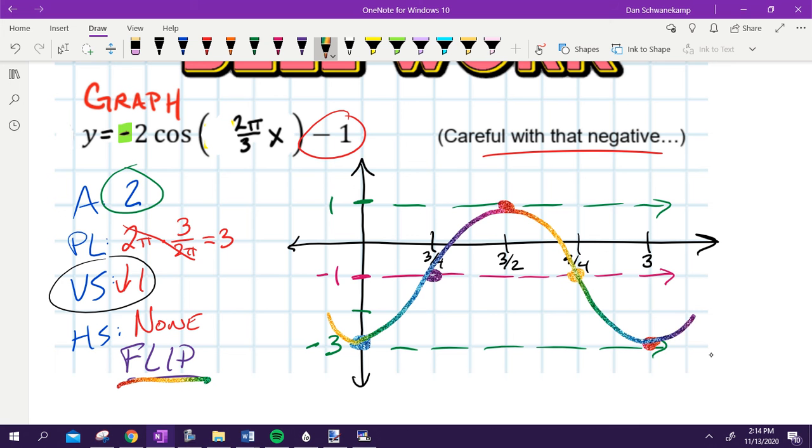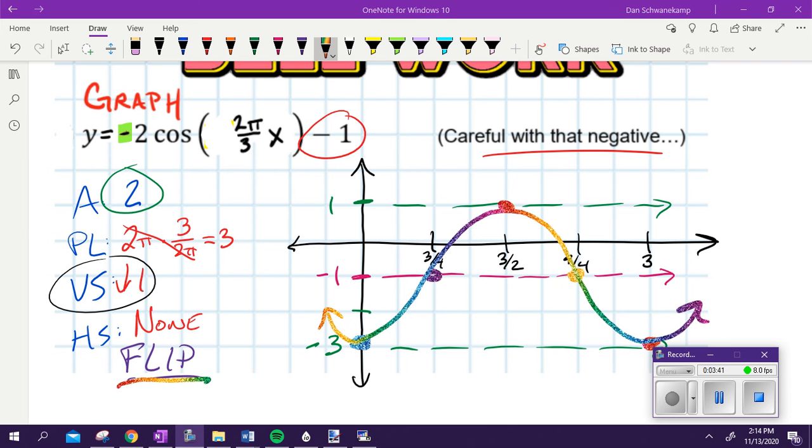Connect the dots. There's my graph. Questions on the setup on that one? Again, that's about as tough as a sine or a cosine graph will do. So if you can handle that, you'll be able to handle them all.